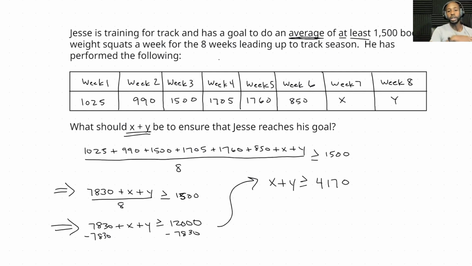4,170 body weight squats. Notice it's not important to know exactly what X is or exactly what Y is. We're just trying to find out what they have to total. Jesse could divide those evenly, or he could do more in week 7 and then less in week 8. He can do it however he wants to, but it needs to total at least 4,170 squats for him to reach his goal.